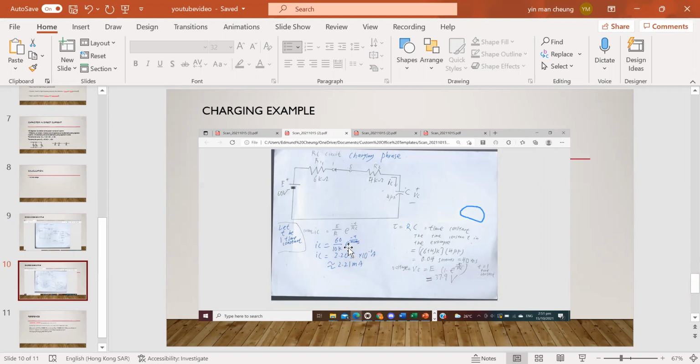This time, E has to be multiplied by a bracket of 1 minus e to the power of negative t over the time constant. So when charging, after charging for several minutes, it will enter a steady stage and the voltage will remain the same.